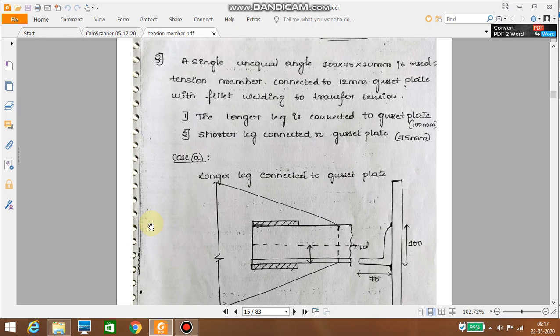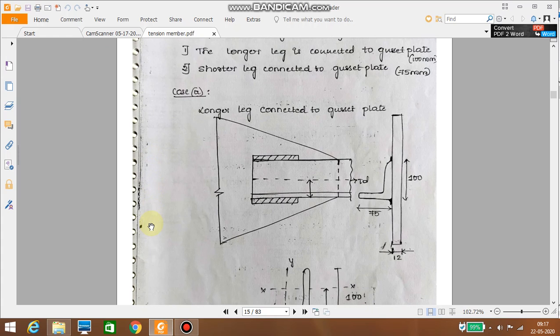So in some cases, they will give the size of the welding. Here, the size of the welding is not given. So only the size of the angle and also the thickness of the gusset plate they have given. No other data is given. So first of all, let us consider the first case.